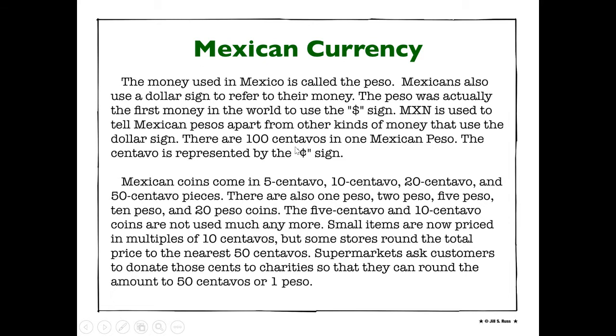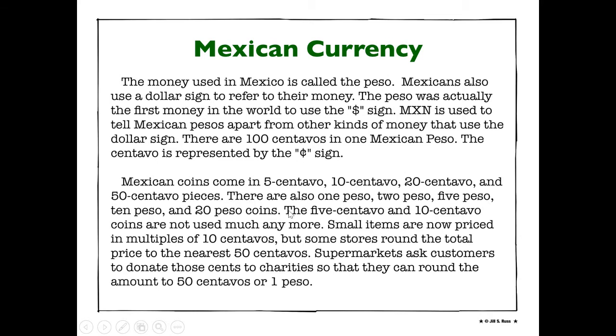There are 100 centavos in 1 Mexican peso, so 100 cents in 1 peso. The centavo is represented by C or the cent sign. Mexican coins come in 5 centavo, 10 centavo, 20 centavo, and 50 centavo pieces, or 5 cents, 10 cents, 20 cents, 50 cents. There are also 1 peso, 2 peso, 5 peso, 10 peso, and 20 peso coins.